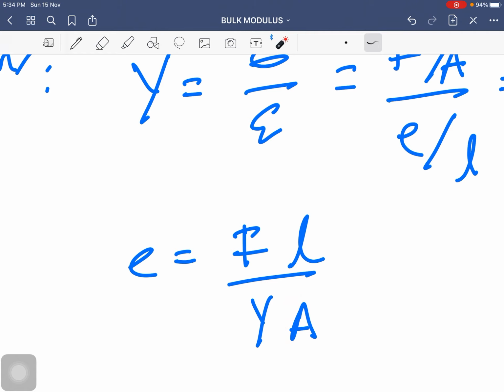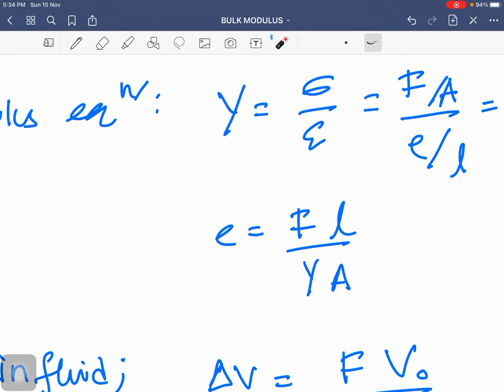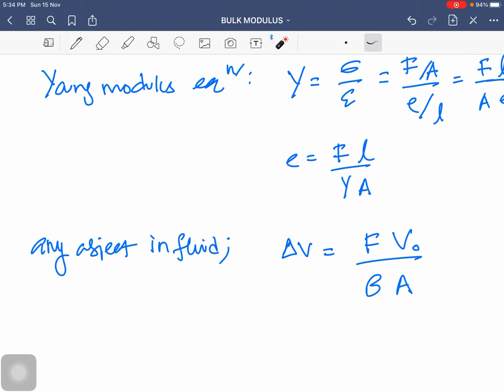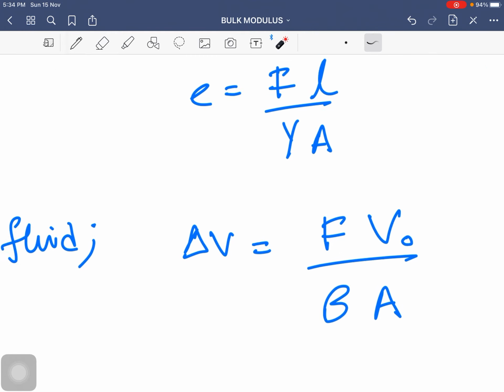We are speaking about fluid, isn't it? So it is not necessary, or not really possible, for fluids, liquids and gases, to talk about the Young modulus. For solid objects we can talk about Young modulus. But for liquids and fluids, normally we talk about the bulk modulus. So any object placed in a fluid, we will use the bulk modulus. Instead of Y, we use the bulk modulus, whose symbol is beta.